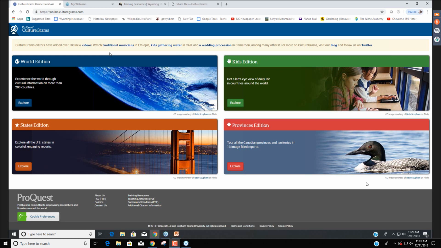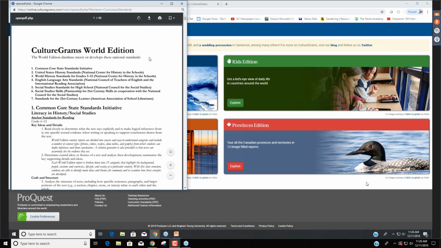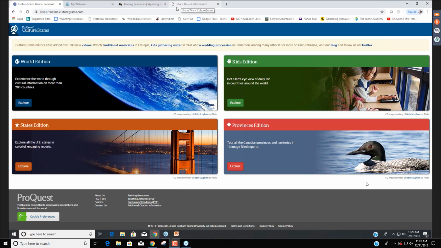Back here on the main page, we can also view down here at the bottom, in addition to the FAQ, the teaching activities, but also curriculum standards. And as long as we've been talking about kids, we'll go look at that. So this includes the different Common Core and AASL, etc. standards. So let's move on to the states.